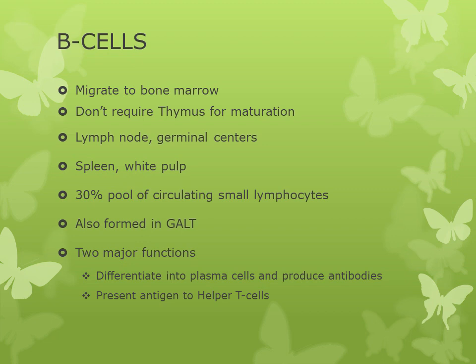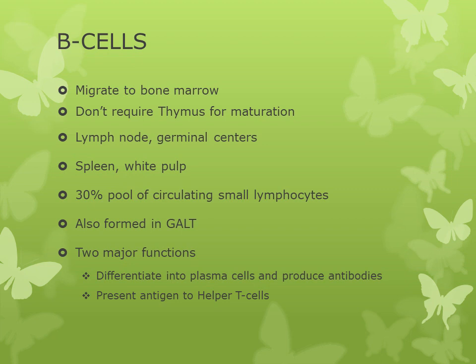If we talk about the major functions, they have two very important functions. Number one is they produce antibodies. Initially, the B cells differentiate into plasma cells, and the plasma cells produce the antibody. The second important function is that they can present the antigens to the helper T cell. So this is the most important function, presentation of the antigen, and the second one is the production of the antibodies.